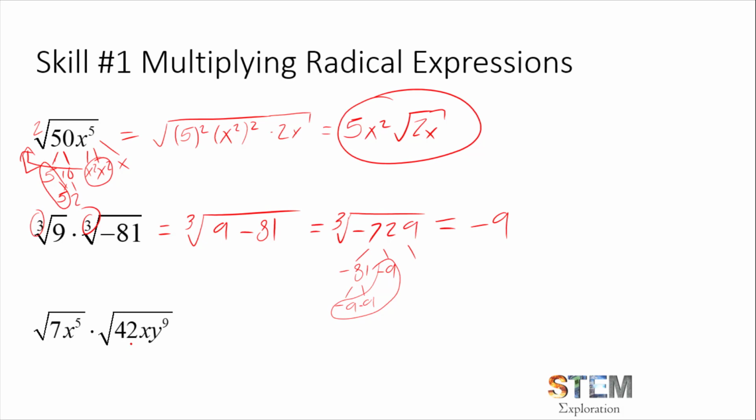For multiplying expressions, just like the previous one, the indexes match, so we just want to combine them together. So if we just say, for example, 294 is what the product of 7 times 42 will be. And then if we go x times x to the fifth, that'll equal x to the sixth.